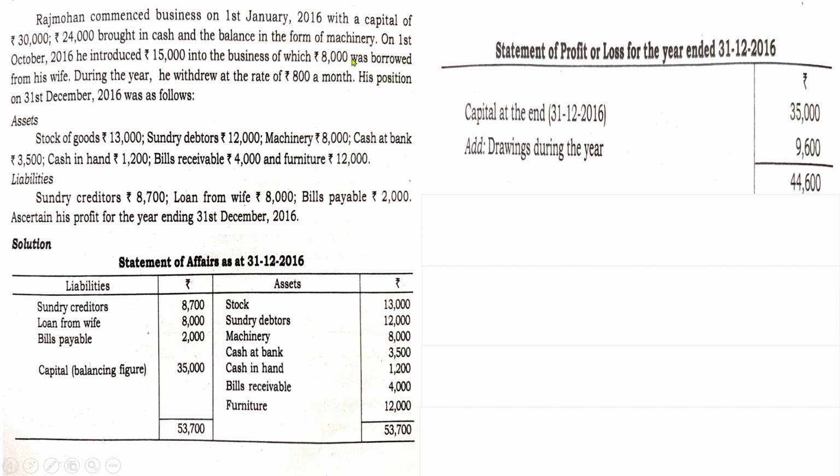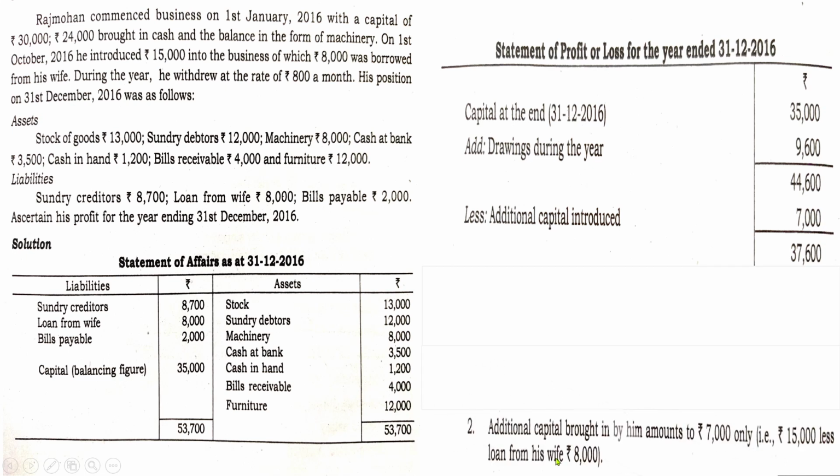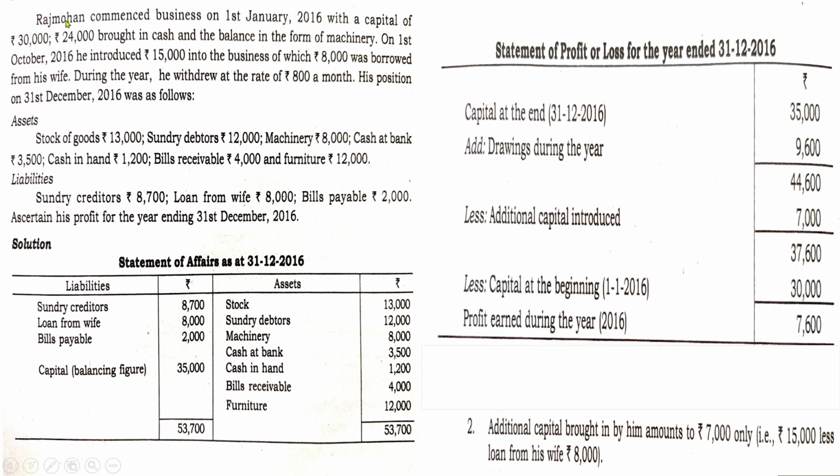So what is the actual capital introduced during the year? 7,000. That is, out of 15,000 you need to deduct the loan 8,000. So the difference amount is 7,000. So you have to write down 7,000. If you deduct the 7,000 from 44,600, you will get 37,600. From this you have to deduct the capital at the opening. In the question it is mentioned that the opening capital is 30,000. So if you deduct that, you will get 7,600, which can be considered as profit during the year.